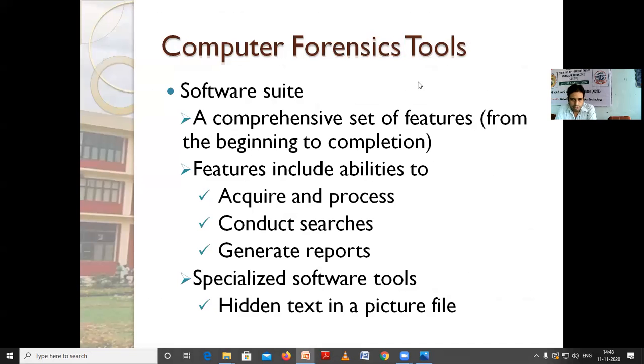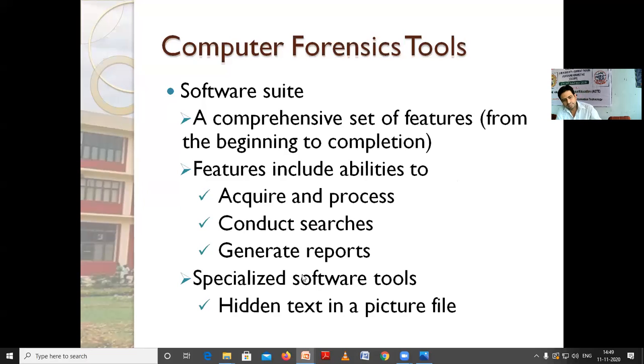There are numerous computer forensic tools implemented in the form of various software suites. A software suite is a comprehensive set of features from beginning to completion. These features include the ability to acquire and process, conduct searches, and generate reports. Ultimately, in forensic investigation, these are the three important tasks required to be performed.